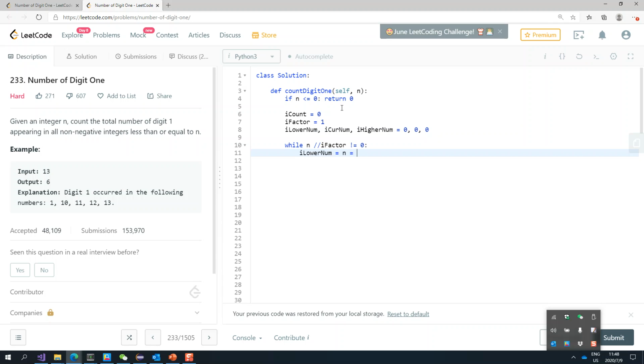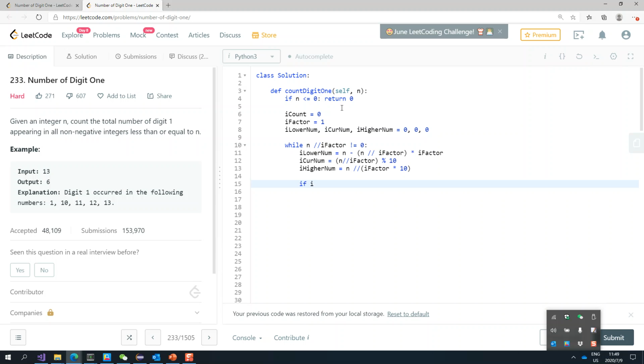The lower number is n minus n divided by the factor times the factor. Second is the current number. It's only one digit now: it's n divided by the factor, mod 10. And the higher number is very simple: it's n divided by the factor times 10.